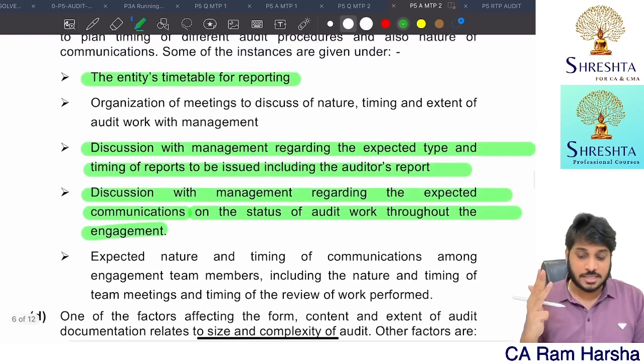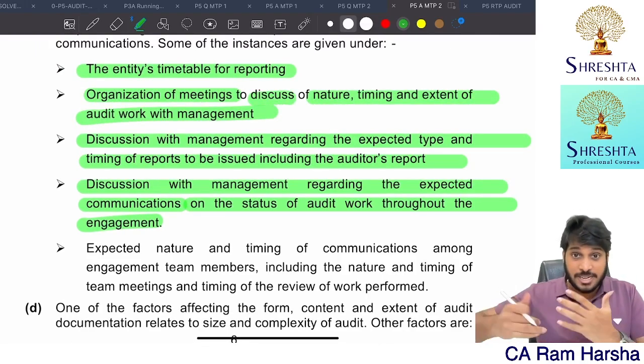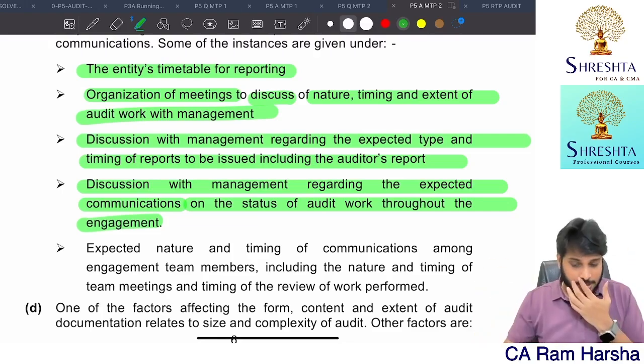3 points are asked. These 3 points are easy. Organization of meetings, so as to discuss nature, timing, extent of audit work. So we should organize meetings with the management to decide further audit process, all that.